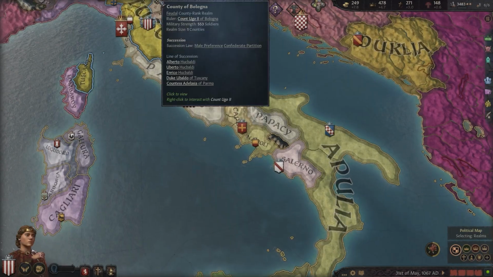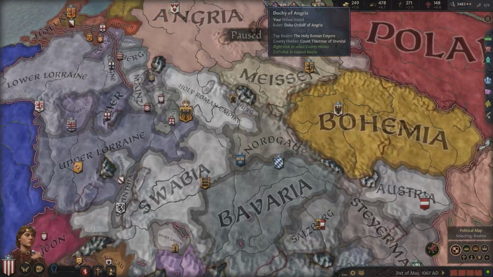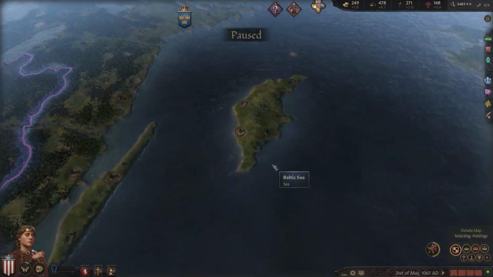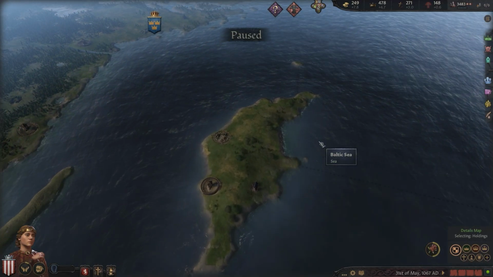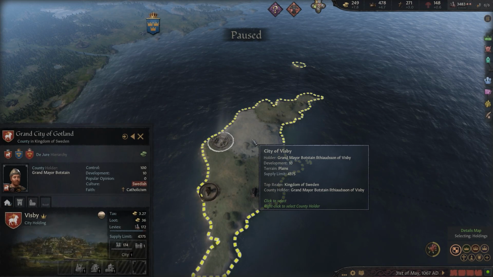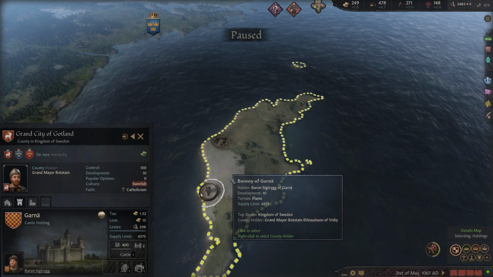Outside of Italy, reliable sources on what we would call republics are more difficult to find. An interesting example is Gotland, a Swedish island in the Baltic Sea. In the game, it is portrayed as the duchy rank realm of the Republic of Visby, vassal to the Kingdom of Sweden.